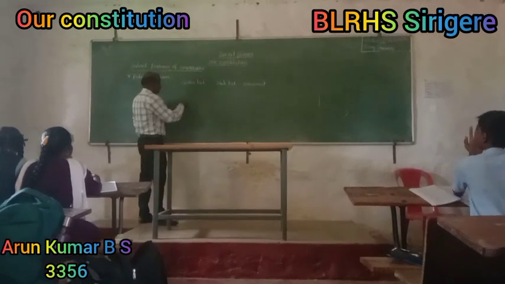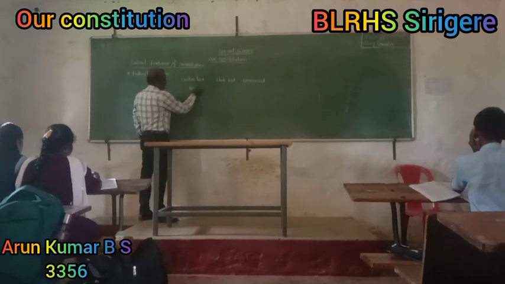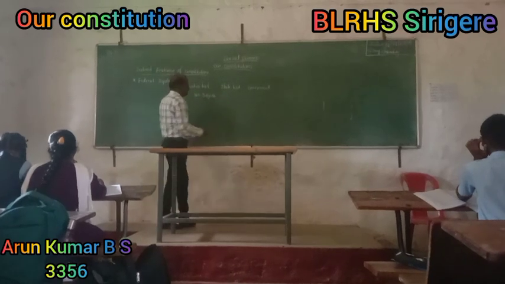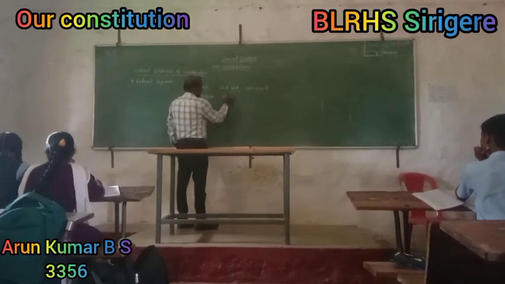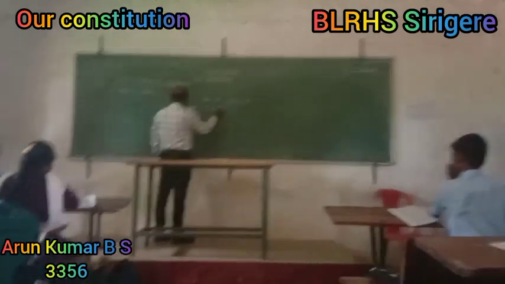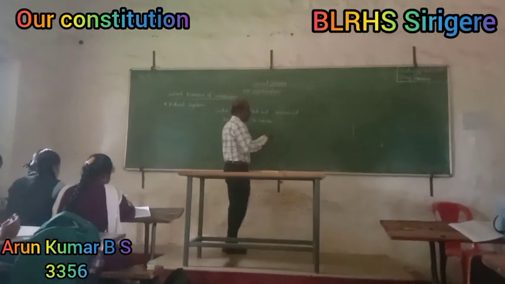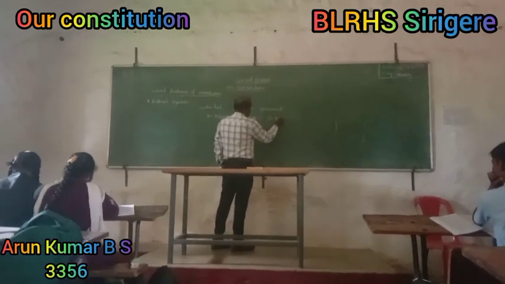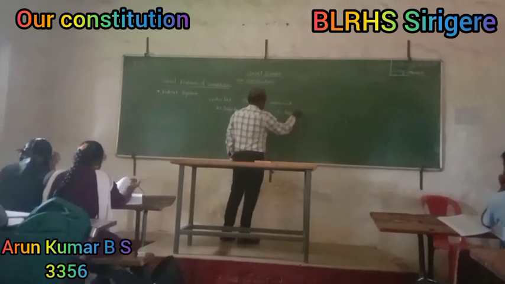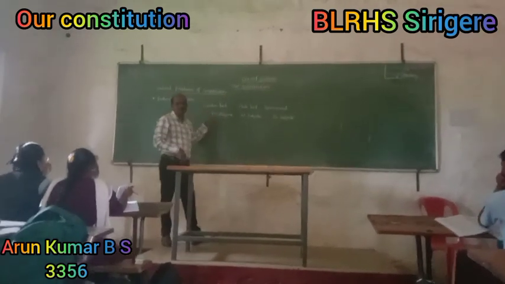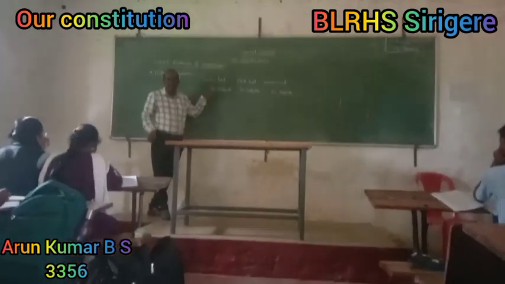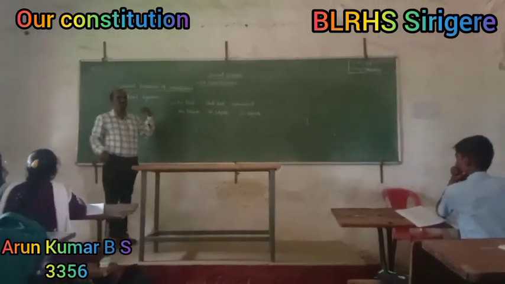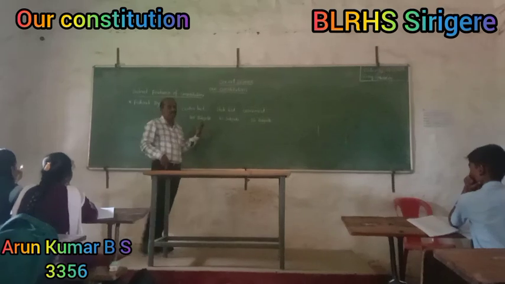The central list has 100 subjects, the state list has 61 subjects, and the concurrent list has 52 subjects. So the subjects of the country, subject means any decision can be taken by any subject.